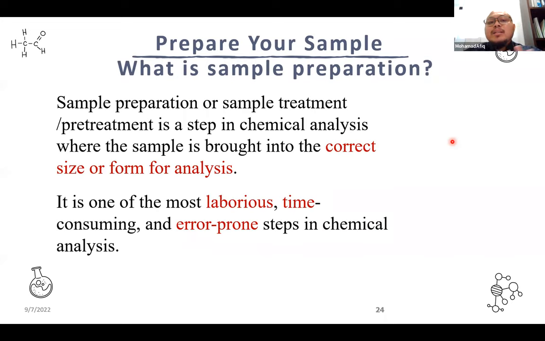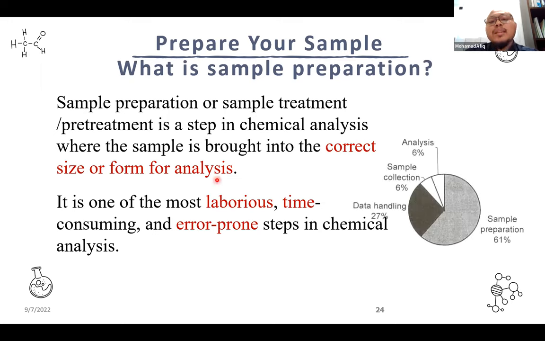Right now we will learn about what is sample preparation. Sample preparation is the sample pre-treatment step, to bring the sample into the correct size or form for analysis. It means that if the sample is too dilute, we need to increase the concentration. If the sample is solid, it cannot be injected into the instrument, so we need to dissolve it. That is also sample preparation. Sample preparation is also one of the most laborious, time-consuming and error-prone steps. So you need to be very, very careful while doing the sample preparation.